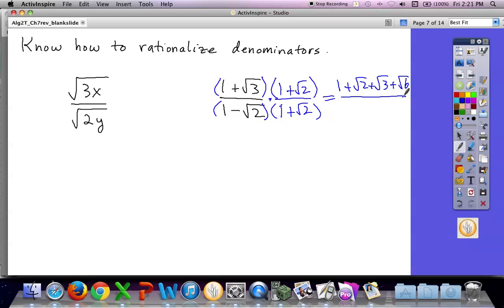In the denominator, right, you get the 1 times 1 is 1. 1 times the square root of 2 is the square root of 2. And then 1 times negative square root of 2 is negative square root of 2. They cancel. The middle two terms always cancel. And the last term, square root of 2 times square root of 2 is 2. So minus 2. So if you multiply by the conjugate, it gets rid of the radical. That's the strategy.